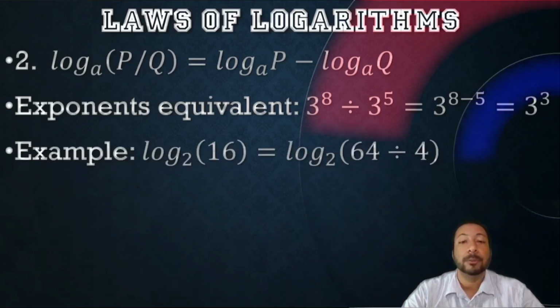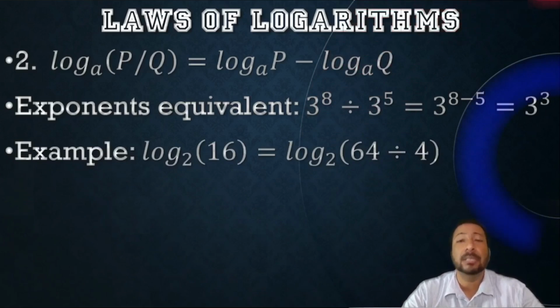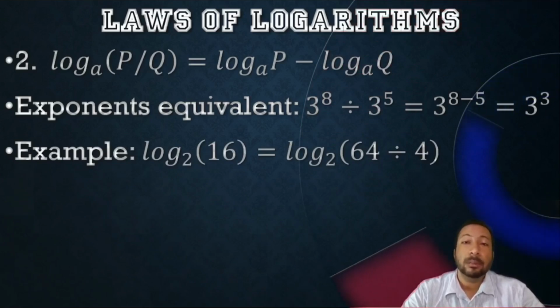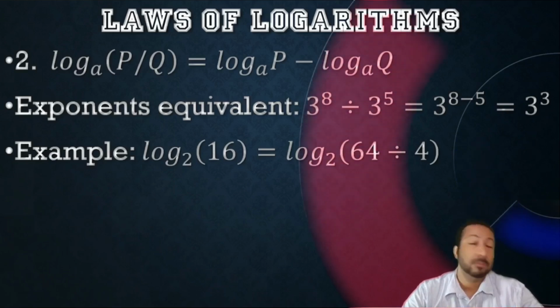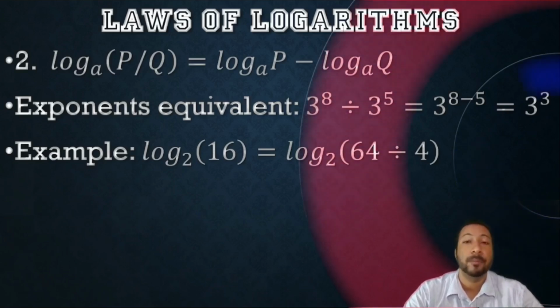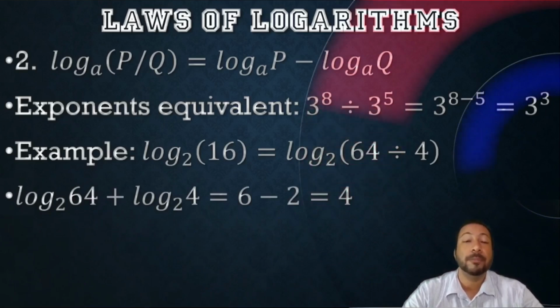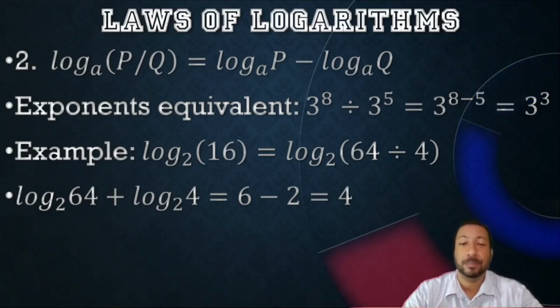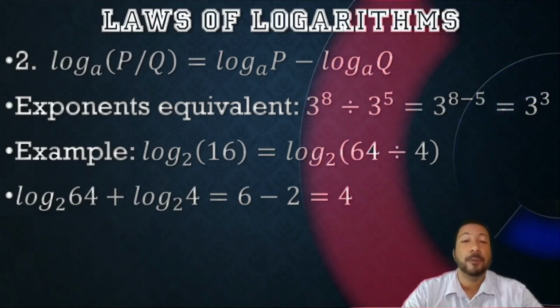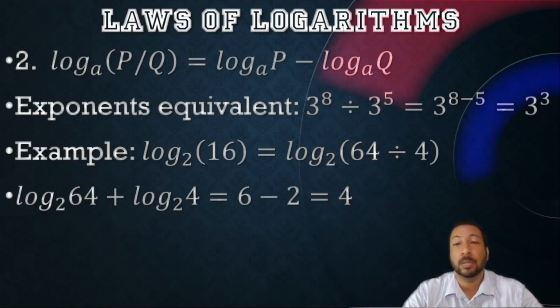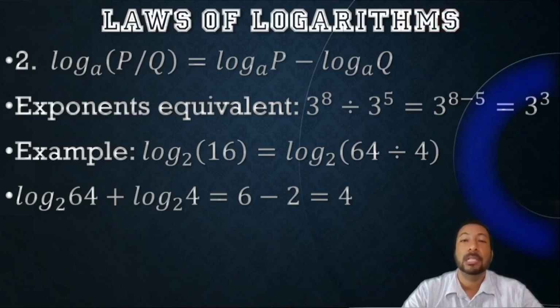Let's look at an example. Let's say you're to find the log of 16 in base 2. Well, we can say that 16 is equal to 64 divided by 4. So that would be equal to the log of 64 in base 2 minus the log of 4 in base 2. So the log of 64 is 6, and the log of 4 is 2. So 6 take away 2 gives us 4. Therefore, the log of 16 in base 2 is 4.